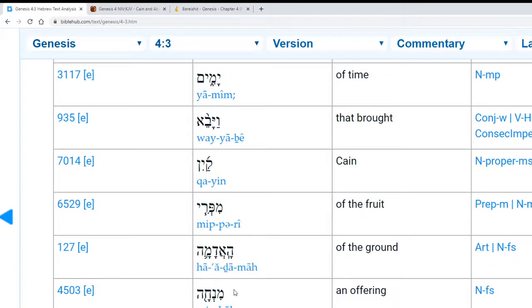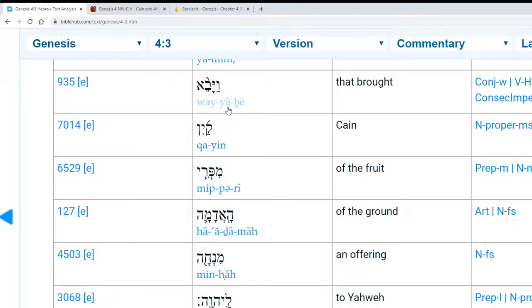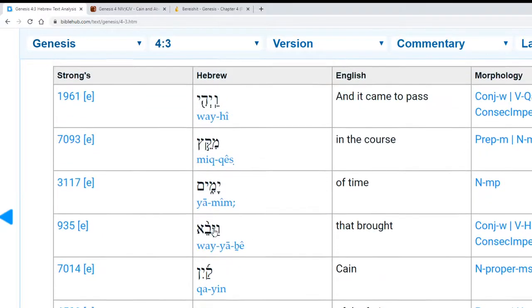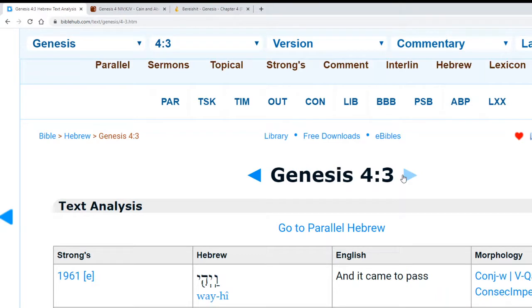Vayaveh Cain mipri hadama minha la Hashem. So he brought from the fruit of the ground an offering to God, right? So that's the prepositional lamed and Shem Havaya. Okay. Next.